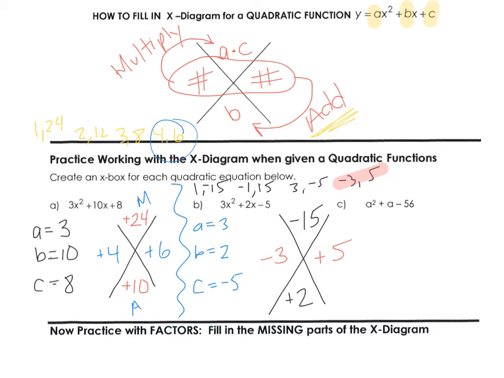And I like to always double check, okay? If I think about this in my head, I'm going, okay, negative 3 times 5 is negative 15. Yep. Negative 3 and a positive 5, when I add them together, gives me a positive 2. Yep. That's just what I go through in my head after I've decided my two numbers. I just double check to make sure they work. Okay, you guys pause the video and try C.